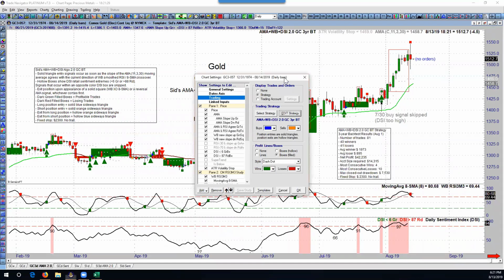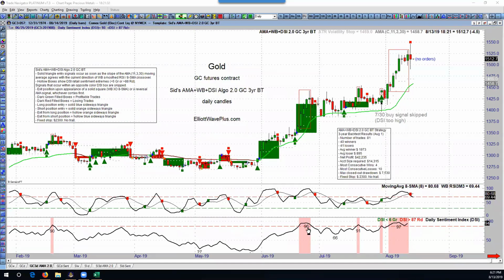So when it's above 87, and that's that threshold right there, that red line, you get these red boxes. And if it's inside a little red thin box, it refuses to take a long signal. Well, it would have had a long signal come in on July 30 right there. And that would have been probably a good signal if it wouldn't have gotten stopped out here, which it might have. I haven't measured it.